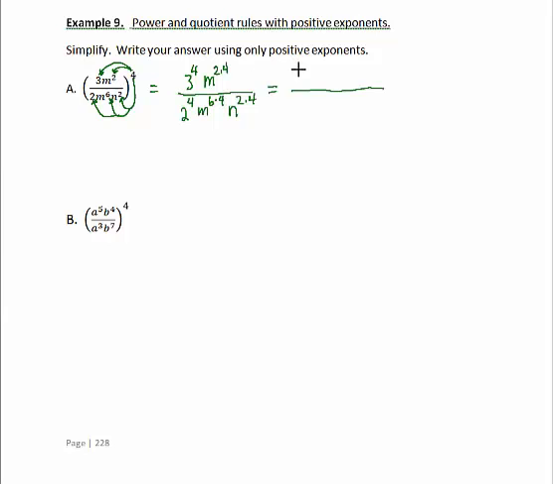On the top we have a 3 to the 4th, which is an 81. A 2 to the 4th on the bottom is a 16. 2 times 4 for the exponent of the m on the top is an 8. And then on the bottom we have an m, 6 times 4, 24 for an exponent on the bottom. And 2 times 4 gets us an 8 for the exponent of the n.